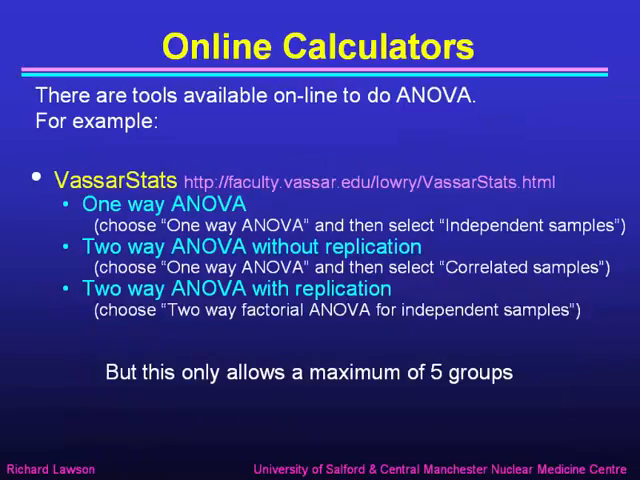If you want to do these calculations online, then there are calculators at Vassar-Stats for doing one-way analysis of variance. Select independent samples, or two-way without replication, where you have to select one-way and then correlated samples on their program, or two-way analysis of variance with replication for independent samples. Unfortunately, that particular calculator only allows a maximum of 5 groups, but if you want to do more than 5 groups, Excel can do it quite happily for you.